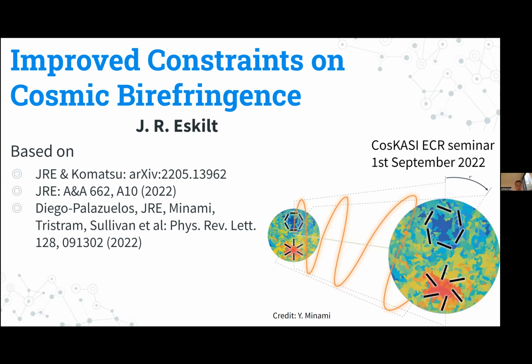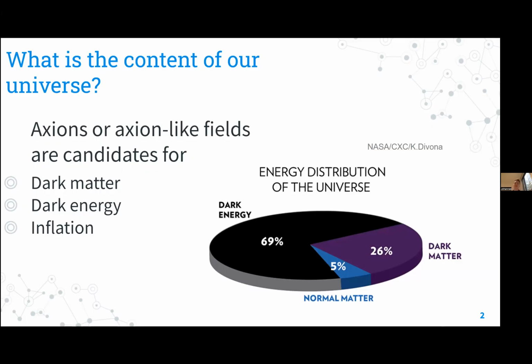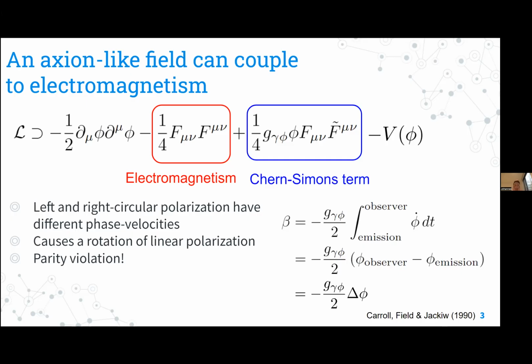So, as you all know, we don't really know what the universe is made out of. We know that the universe is made out of dark energy, it's made out of dark matter, and it's made out of normal matter. And so what I'm going to be talking a lot about is what these things could be. One of the things that these could be are axions. Axions are a potential particle that could explain all these things.